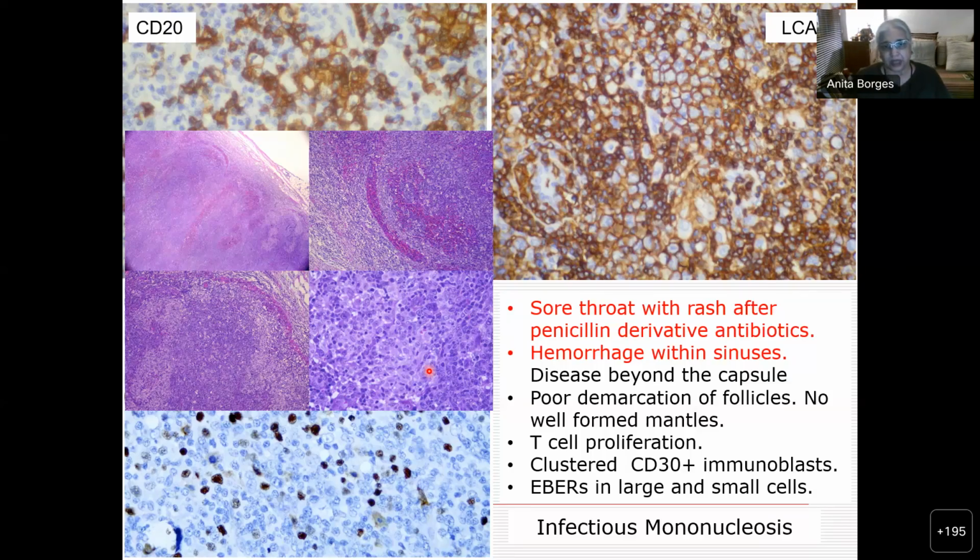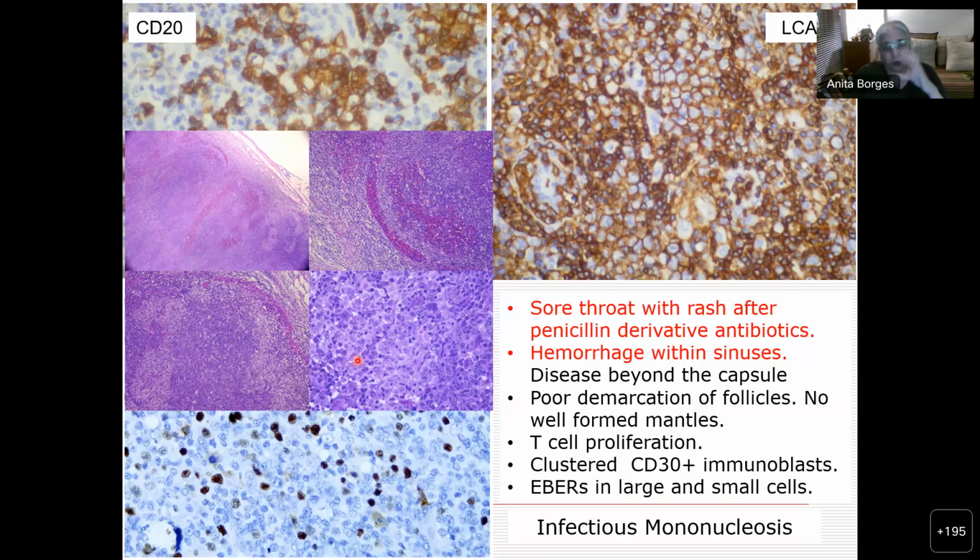There is disease beyond the capsule, there is poor demarcation of follicles, no well-formed mantles, because these are acutely reacting follicles and a huge T cell proliferation. That happens in infectious mononucleosis. It's not just a B cell reaction. And then you have these clustered CD30 positive immunoblasts. And we know that they are immunoblasts because they express CD20, and in this case are also expressing LCA, which is CD45. And of course, there are EBERs in both large and small cells. So this is infectious mononucleosis.